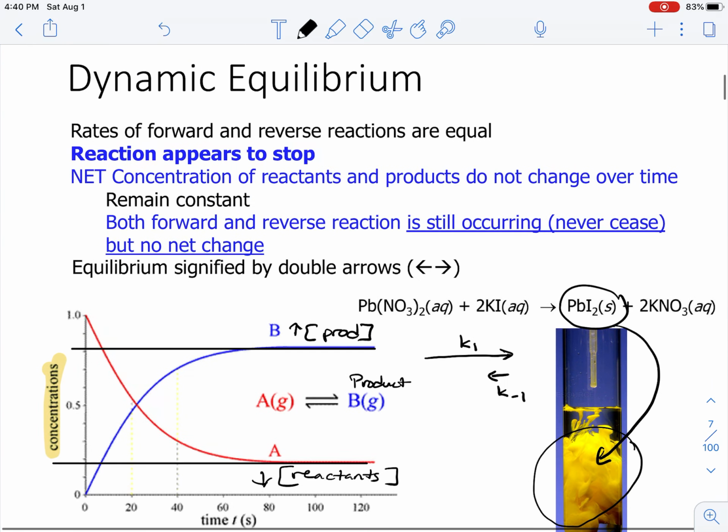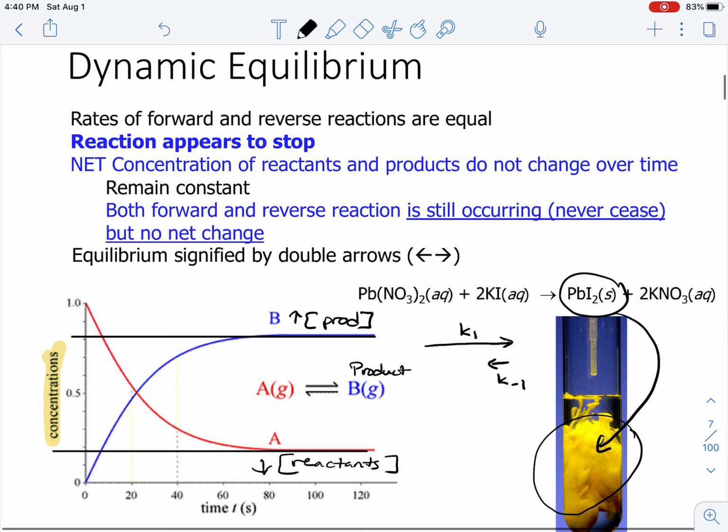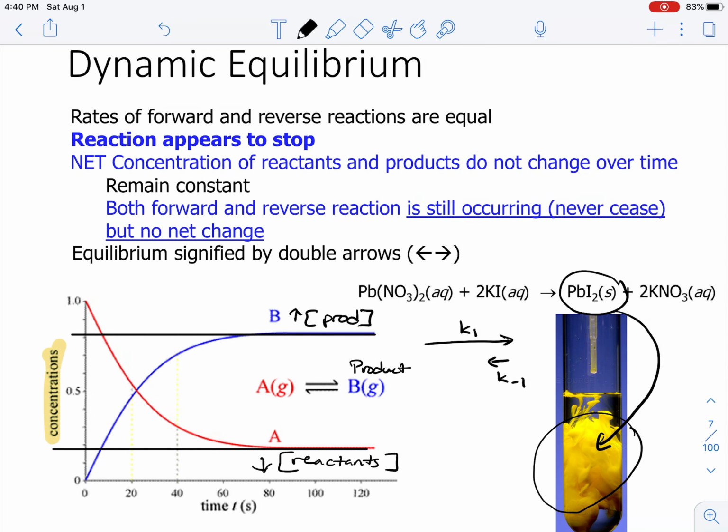But once again, dynamic equilibrium tells us that for these types of reversible reactions, the reaction does not stop. It appears to have stopped, but in reality, the forward and reverse reactions are still occurring on a molecular level. But there's no net change in the concentration of reactants and products once the chemical system has achieved a state of equilibrium.